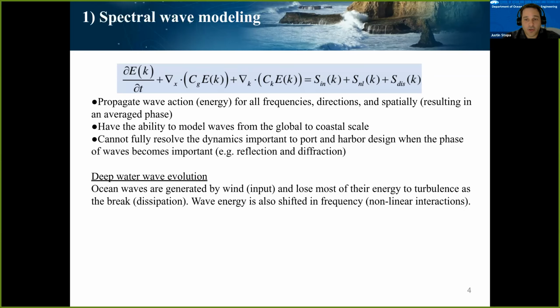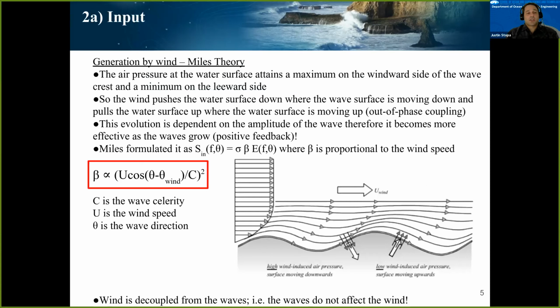So let's now begin with our first term, our input term. This was originally formulated by Miles, and this was a paper, I believe, in 1957. And what Miles said was that there's a pressure differential that has to develop on either side of the crest. So this means that in the schematic here, there would be a high pressure on this side that's called the windward side, and then there's a low pressure on the leeward side. And this pressure differential will start pushing on the windward side and will start pulling on the leeward side. And you can see that as the waves get larger, this pressure differential also becomes larger. So this is really an effective way to grow waves.